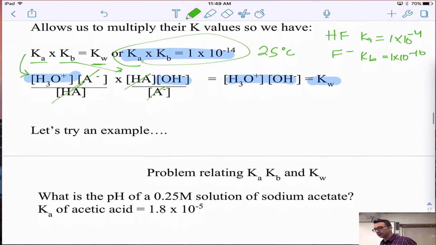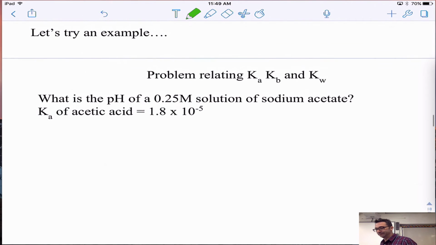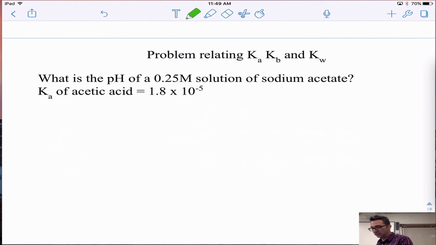But here's a problem where you have Ka and Kb. And so what I'd like you to do is try this out. See if you could figure it out. It's not just a straight up Ka problem. Remember, you have this salt here. You should write out the reaction. You should see what's happening. Think about what we did on the previous slide too, relating Ka to Kb.